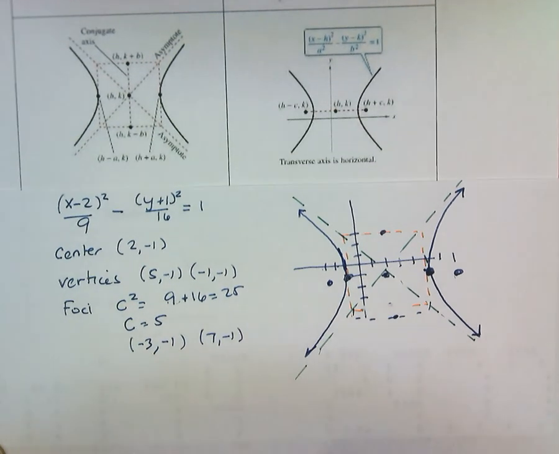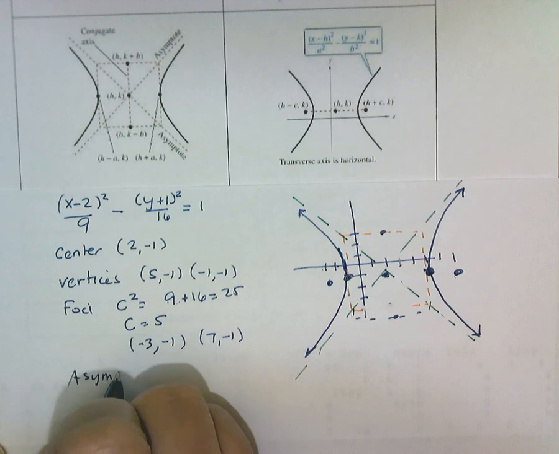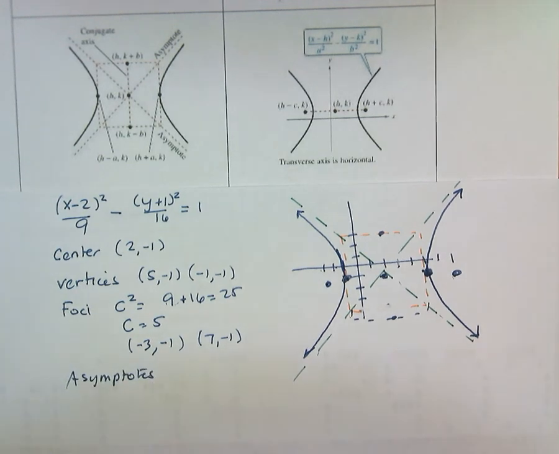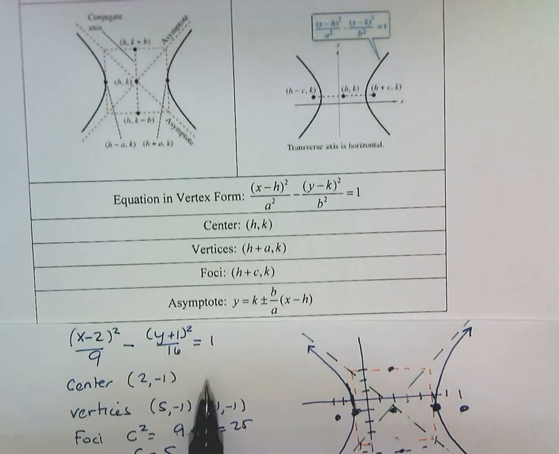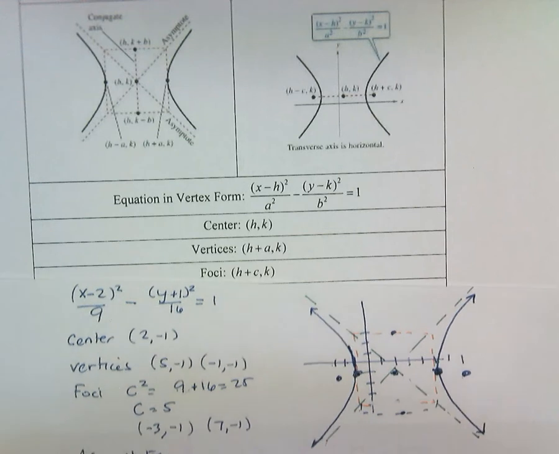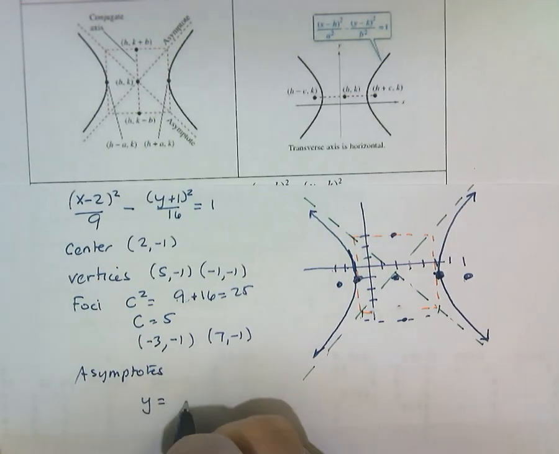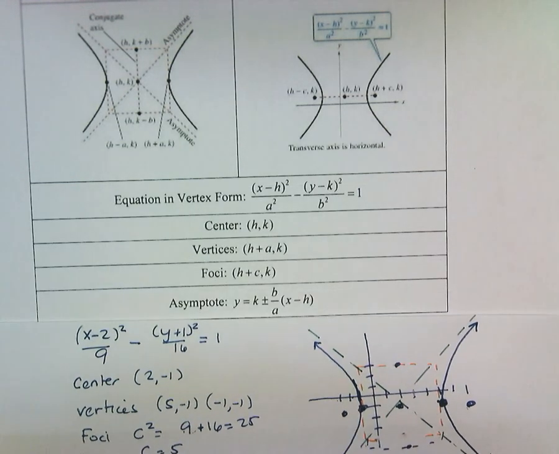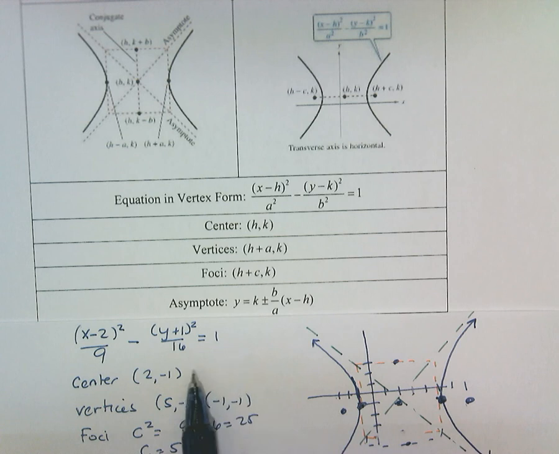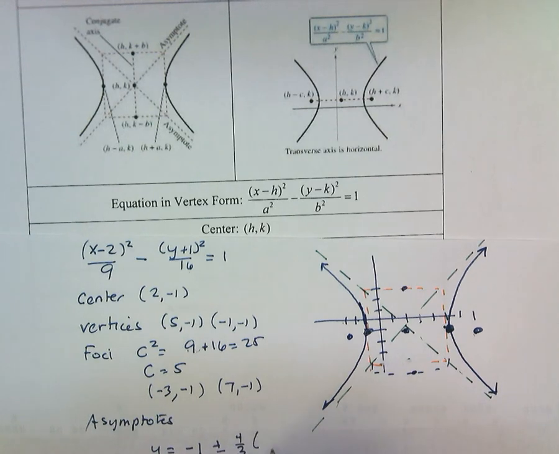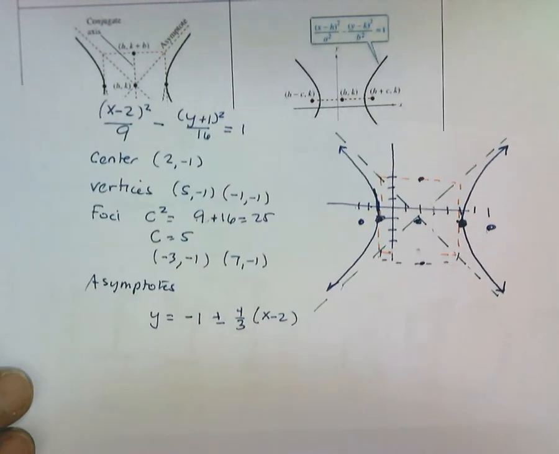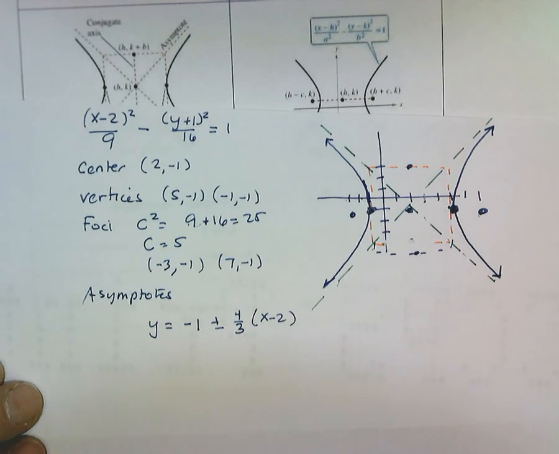My asymptotes, I do tend to use the formulas for that. So it's always going to be y equals k plus or minus. So y equals -1 plus or minus. In this case, I want the b over the a. B is going to be 4, a is going to be 3. And then x minus h. And there's everything for that hyperbola.